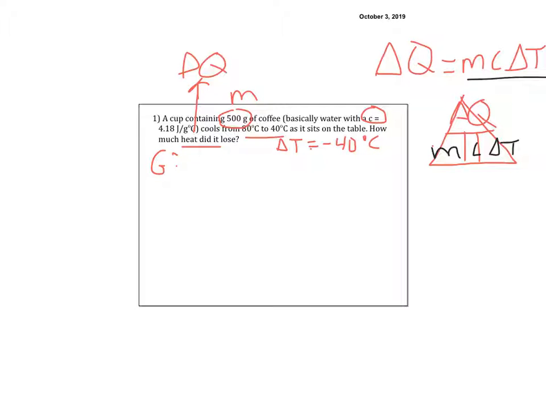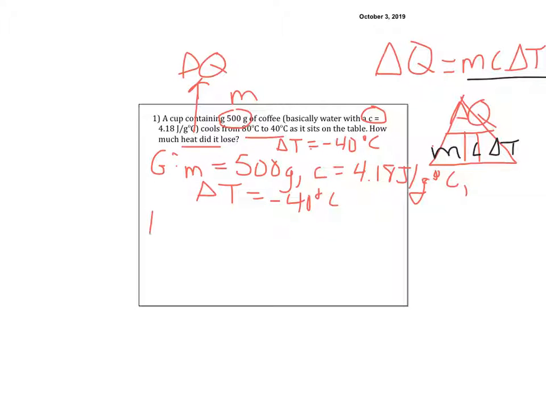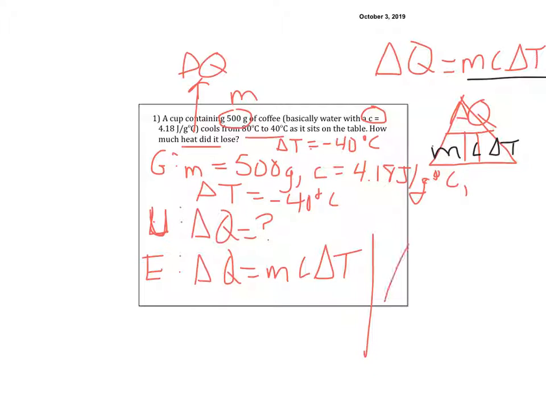So in my given, I've got M is equal to 500 grams. C is equal to 4.18 joules per gram degrees Celsius. That's grams, and that's a degree Celsius. And then we've got delta T is equal to negative 40 degrees Celsius. And our unknown is how much heat. So delta Q equals question mark. My equation is delta Q equals MC delta T, or I do it with my triangle.